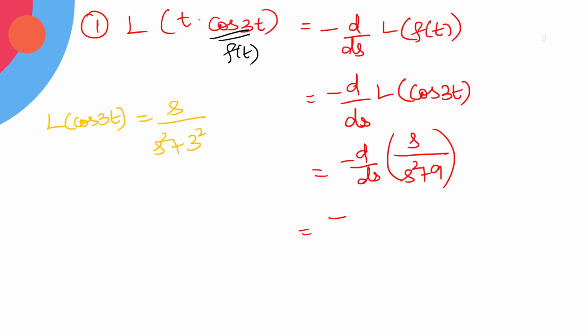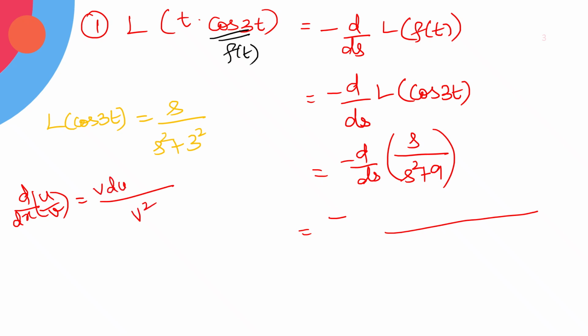So here we have to go with the u by v rule. What is the differentiation of u by v? We will be having it as v du minus u dv divided by v square. So let us apply this quotient rule here. The denominator will be s square plus 9 the whole square. Keep s square plus 9 as such. The differentiation of the numerator s with respect to s is 1, minus keep s as such, differentiation of the denominator will be 2s.